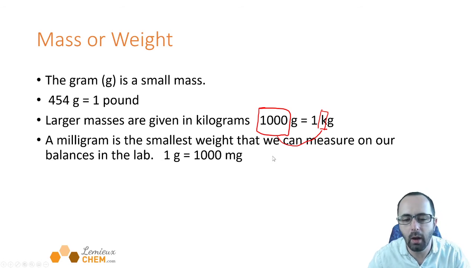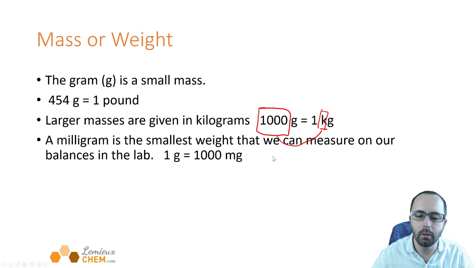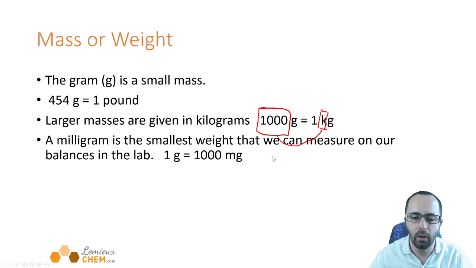And a milligram is the smallest weight that we can usually measure easily. A milligram is a very small amount. And so just like 1,000 millimeters fit in 1 meter, 1,000 milligrams fit in 1 gram.